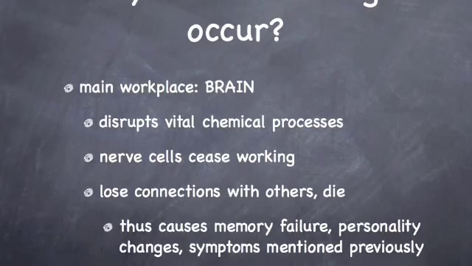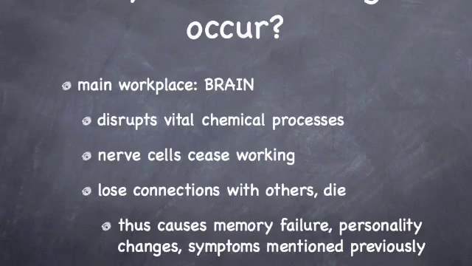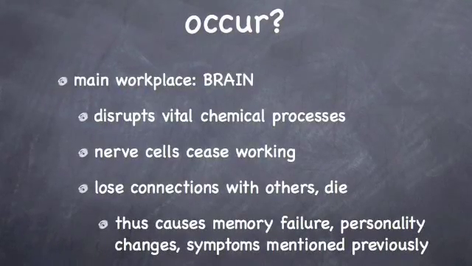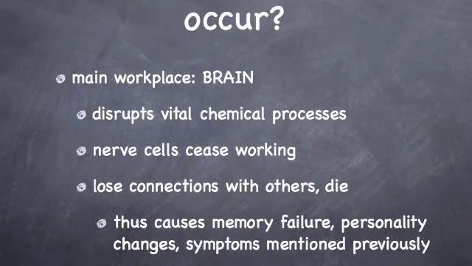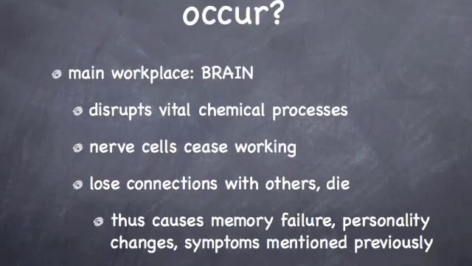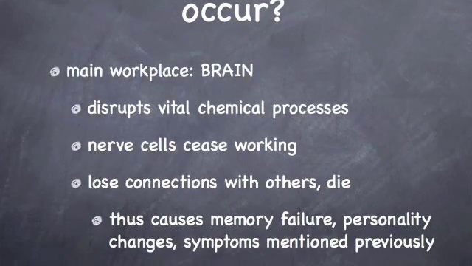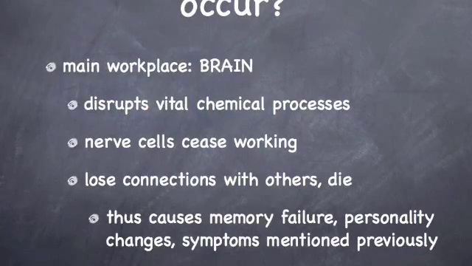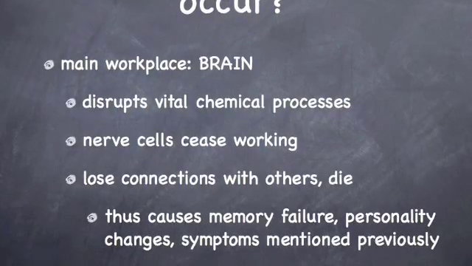You might be curious, why do these things occur? Well, the answer to that is that AD's main workplace is situated in the brain. In the brain, it disrupts vital chemical processes. Neurons cease to work, and they also lose connection with other neurons, eventually dying, thus causing memory failure, personality changes, and other symptoms mentioned previously. However, that isn't all. Let's look into the details, shall we?